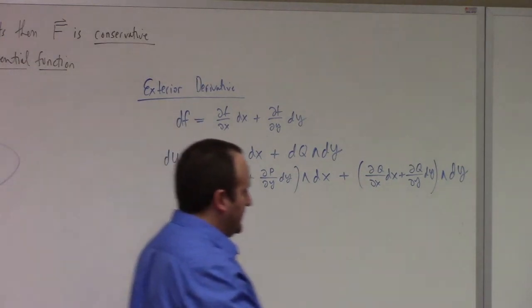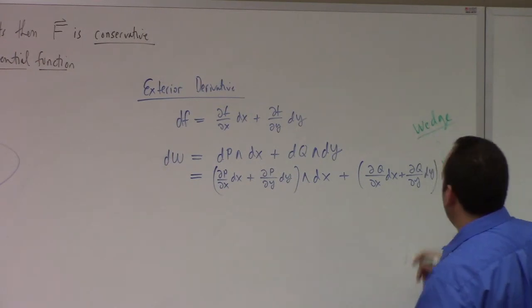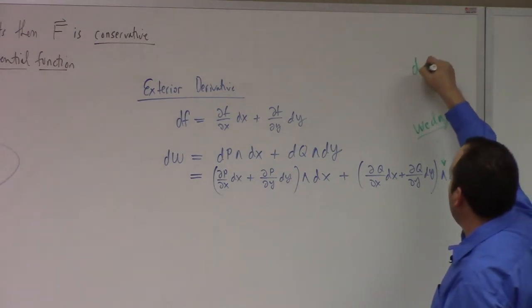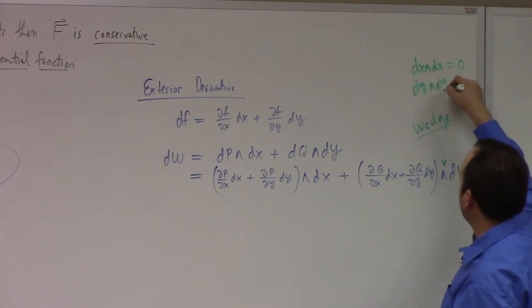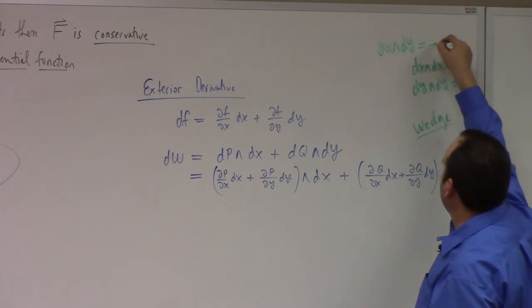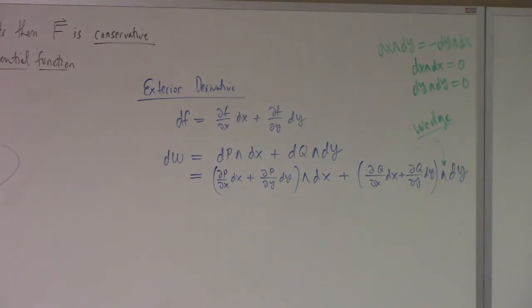The critical thing about this new symbol I'm introducing, this wedge product, is that it's like the cross product, but a little bit nicer. It has distributive properties. It's actually also associative. But the one thing that makes it the wedge is that dx wedge dx is equal to 0, and dy wedge dy is equal to 0. On the flip side, dx wedge dy is equal to minus dy wedge dx. So it's a lot like the cross product.